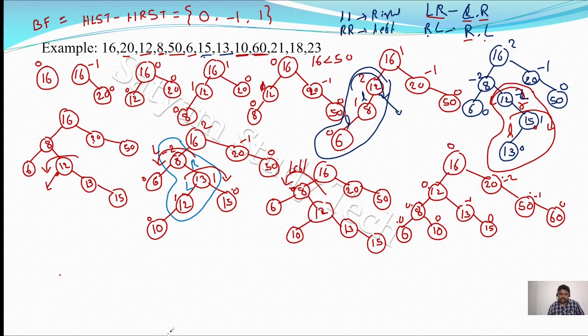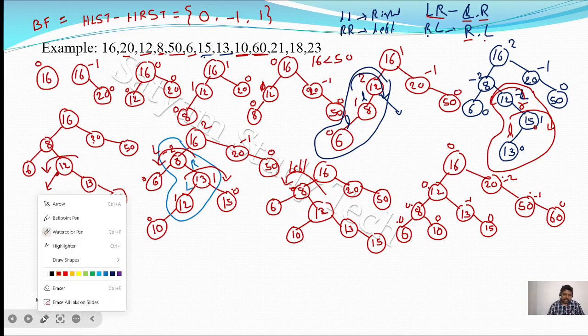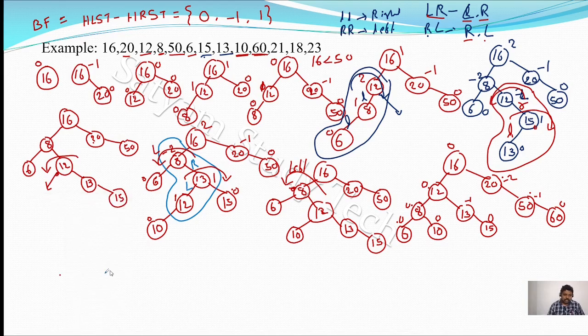But you can see here it is not balanced, right? It is not balanced. You can see here, because of this it is not balanced. What is the problem here? Right, right. Because of right-right, it is not balanced. So we have to perform a left rotation. Right-right means single left rotation. We have to perform a single left rotation in this direction, right?